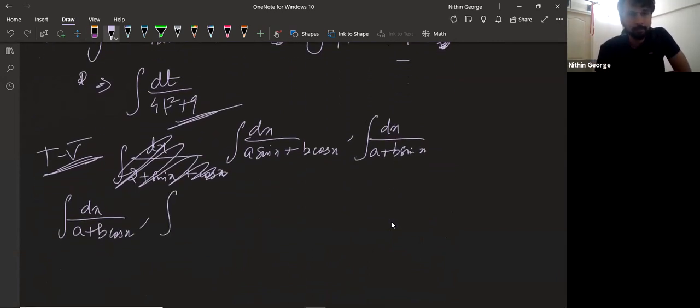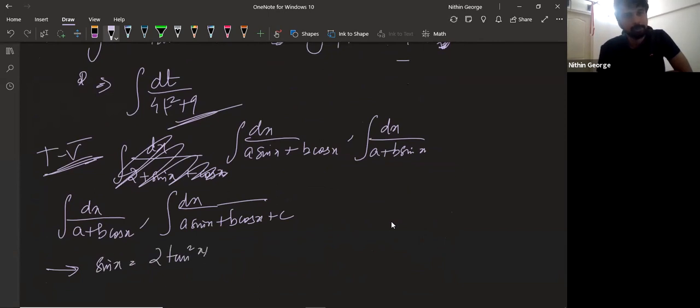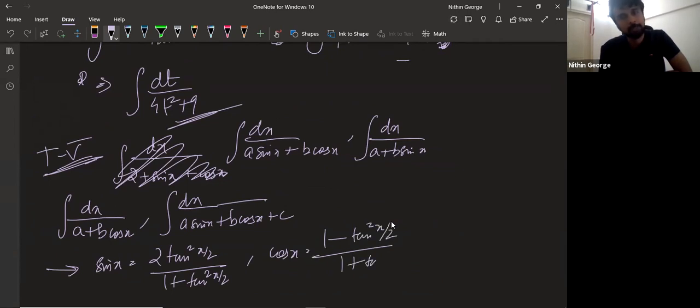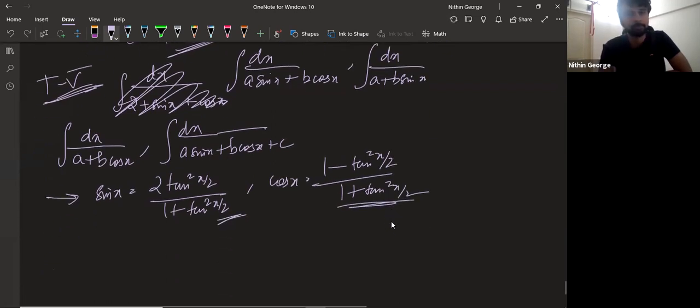And then dx by a sin x plus b cos x plus c. So here the step is put sin x equal to 2 tan x by 2 divided by 1 plus tan square x by 2, and cos x equal to 1 minus tan square x by 2 divided by 1 plus tan square x by 2. Apply these transformations.